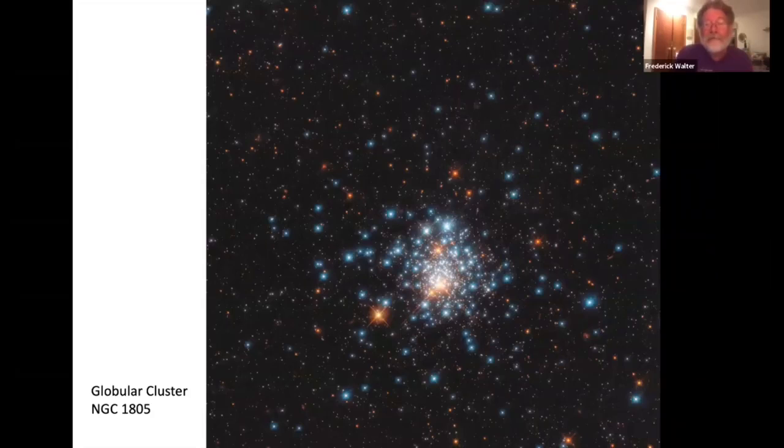The red stars are really red stars. They're red giants. The blue stars are younger. I think the blue is exaggerated, because all of these clusters are old, but the blue is main sequence, older, more massive main sequence stars.